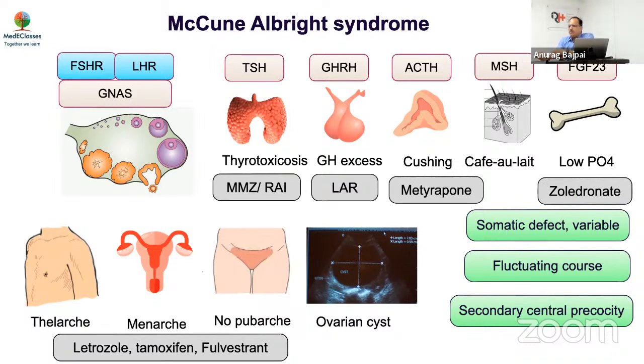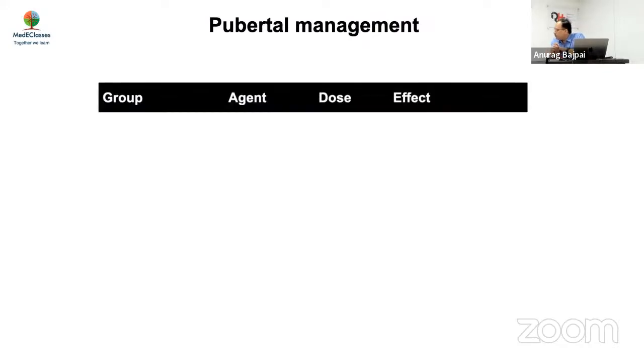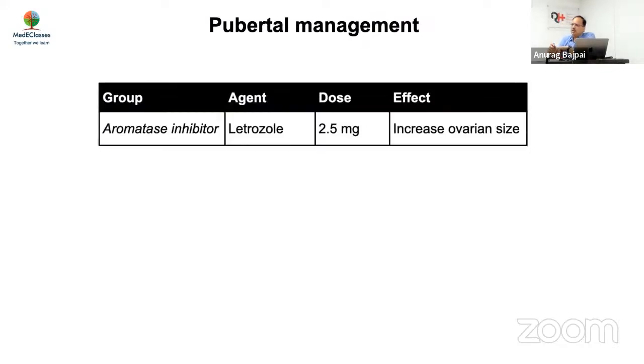And for fibrous dysplasia, pain, lesion size, and other parameters, zoledronic acid is the clear-cut treatment of choice in that regard. Rarely, if there is a secondary central precocity, you can use a GnRH analog in that setting. As far as puberty is concerned, as discussed, the aromatase inhibitor letrozole has been used, but it tends to increase the ovarian size and it is less efficacious. So we don't prefer letrozole as a primary therapy.